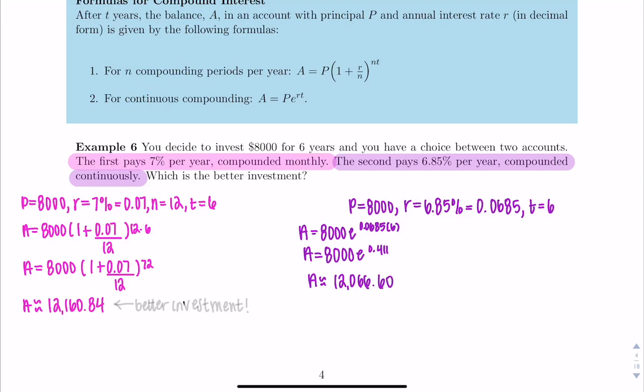So the first investment is slightly more than the second one, so the first one is the better investment.